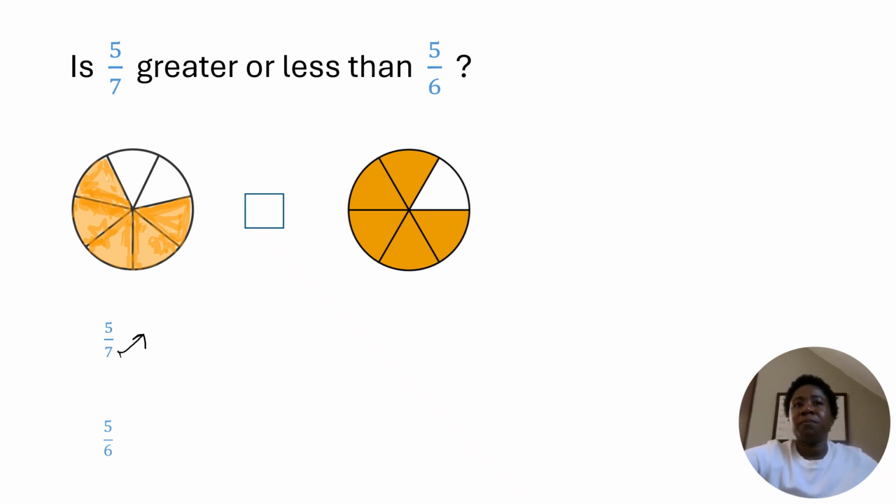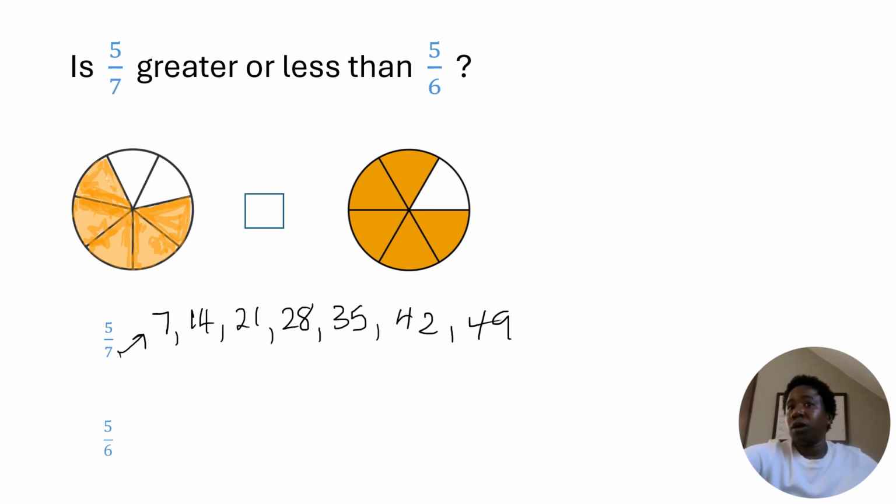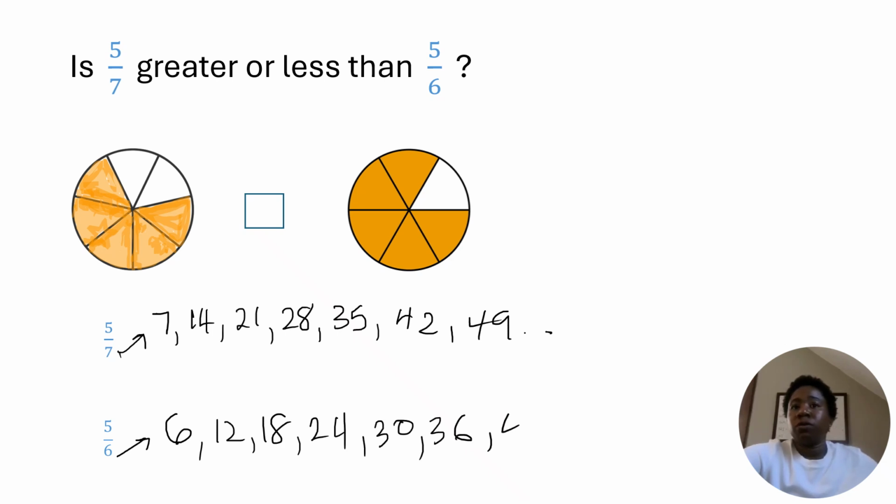So we want to skip count by 7. So we begin with 7, add another 7, becomes 14, another 7, 21, 28, 35, 42, 49, and so on. The second fraction has a denominator of 6. Add another 6, becomes 12, 18, 24, 30, 36, 42. So we see that 42 is the lowest common multiple between 7 and 6.